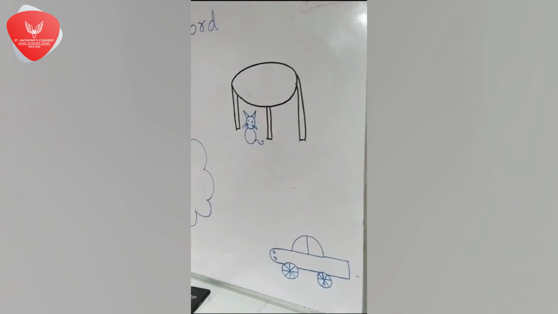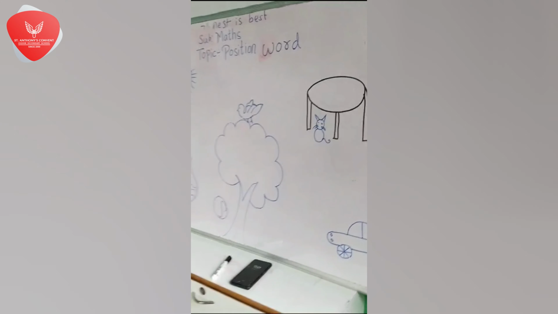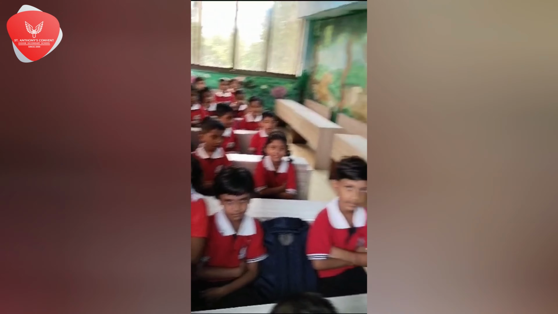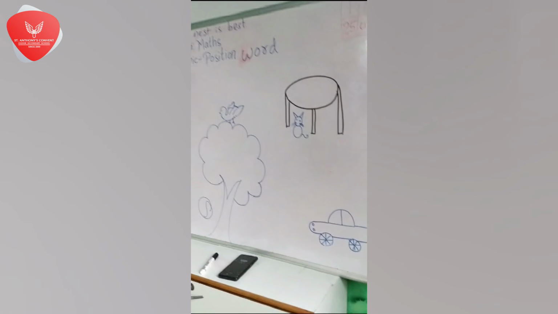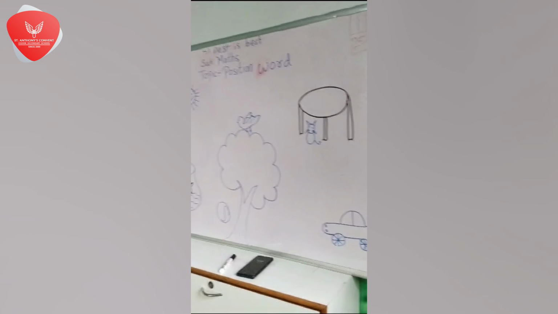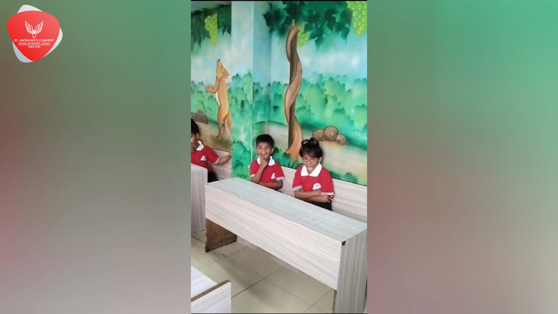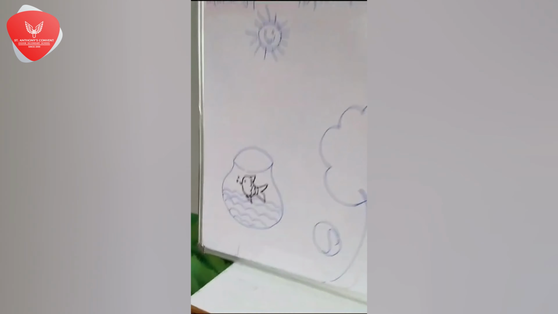Now see, where is the cat? Under. Very good. Now see, where is the car? Far. Very good.